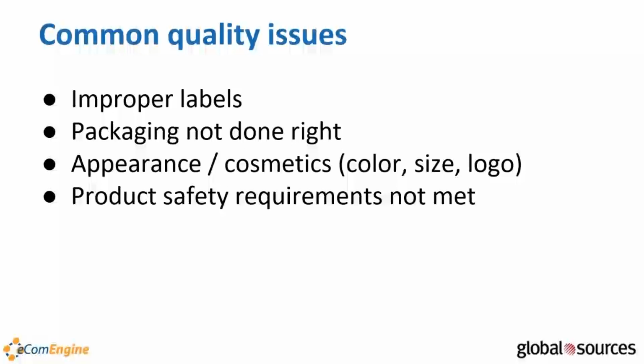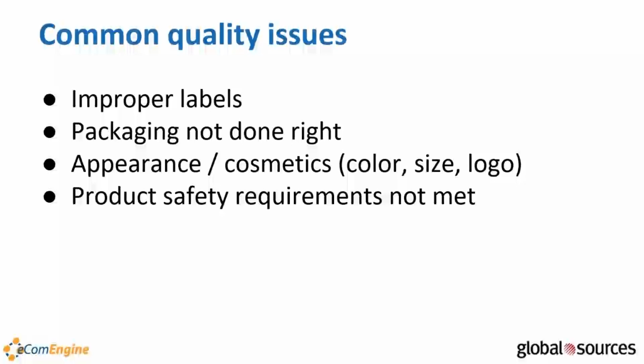Also, labeling is very complex, and the rules vary from product to product and country to country. So some of the more common labels in the US are controlled by CPSC, which is the Consumer Product Safety Commission, and the FDA, and also the Office of Textiles and Apparel, or OTEXA.